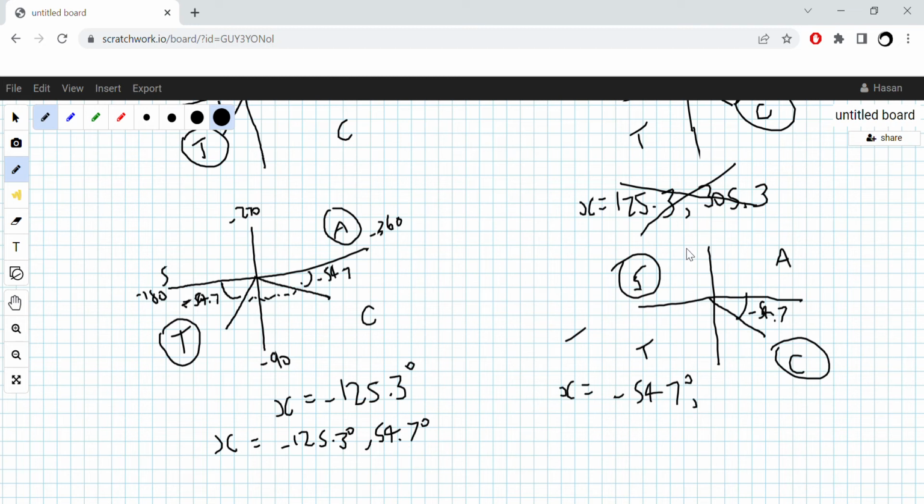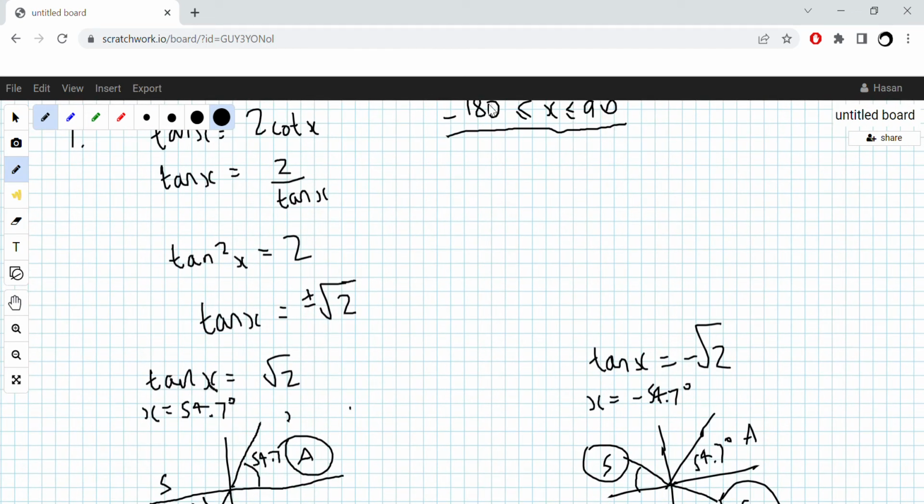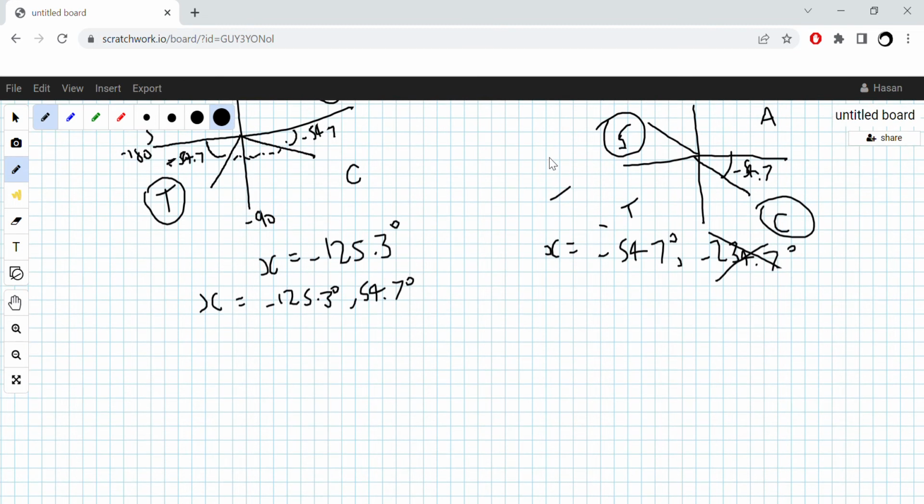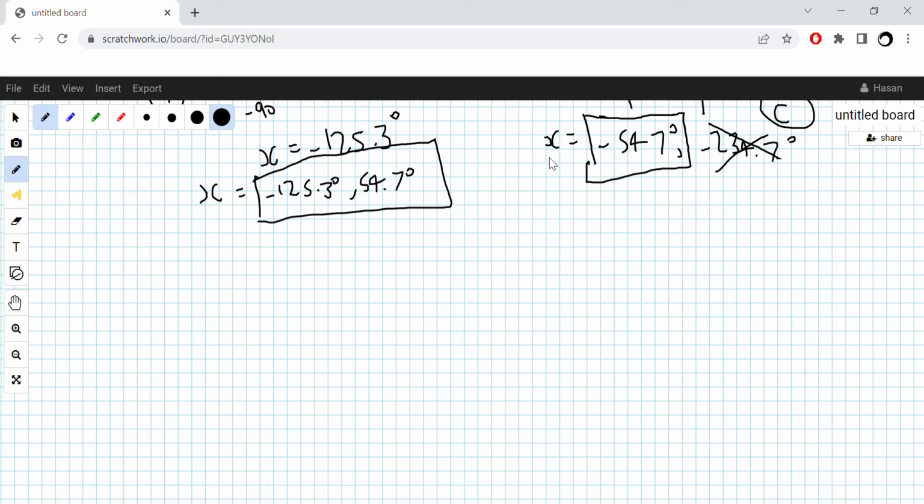And our other one will be 180, and then going 54.7 degrees more, which would give us 234.7, minus 234.7. However, this lies outside the region of minus 180, therefore we can remove this. And the only angles we're left with is this and this. So that's our answer: minus 125.3, minus 54.7, and 54.7 degrees.